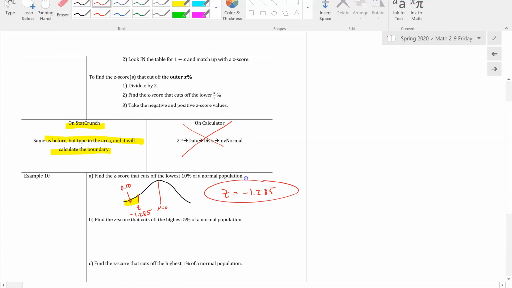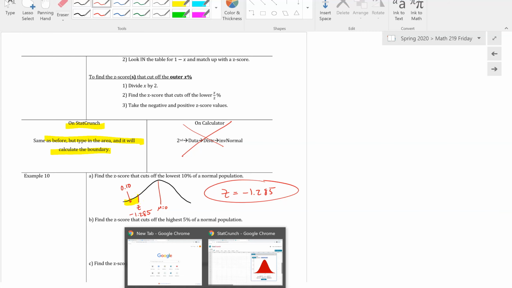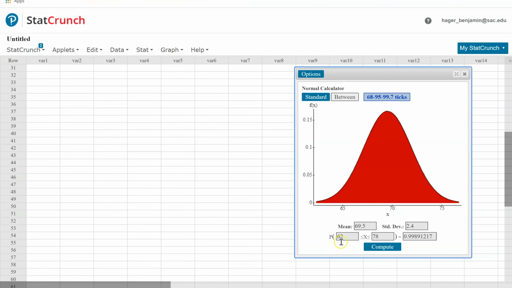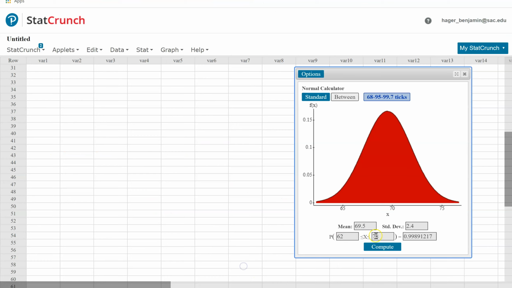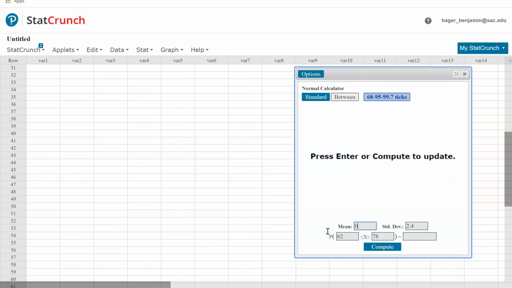That z-score would cut off the lower 10%. Let's see what StatCrunch says. Nice thing about StatCrunch. Now, I'm talking about z-scores, so that means this is not only just a normal curve, it is the standard normal curve. So I need to plug in a mean of 0 and a standard deviation of 1 onto my calculator. Mean 0, standard deviation 1.